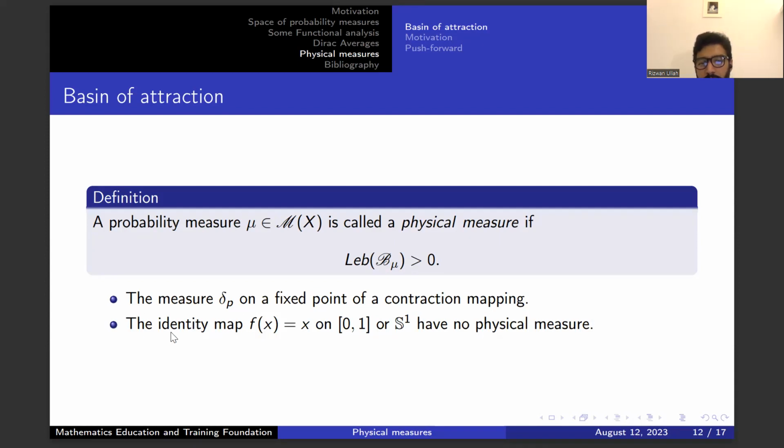I would like you to notice this: for this example, the basin of attraction associated to any other measure, like say the Dirac delta at the point 1 over 2, will have full measure with respect to itself, but will have zero measure with respect to the Lebesgue measure. So this should be an important point which we need to focus on as well.